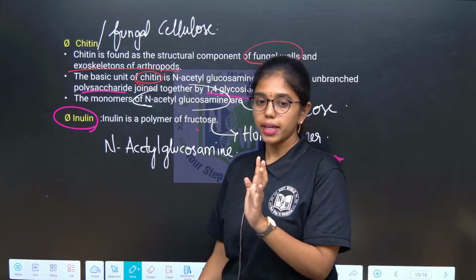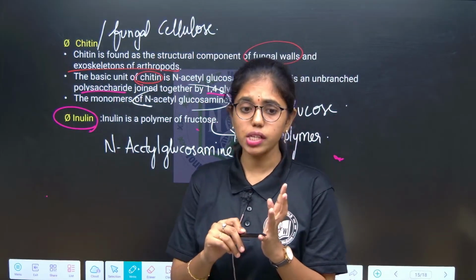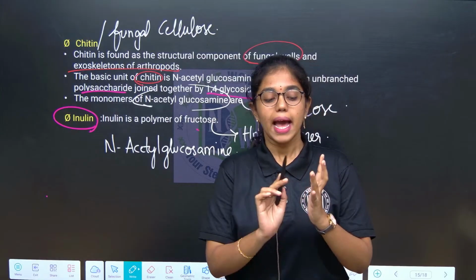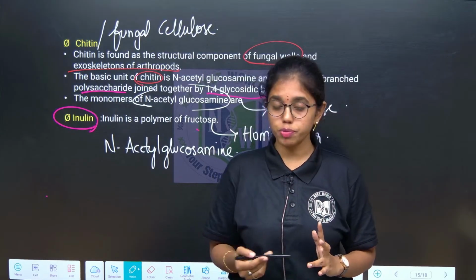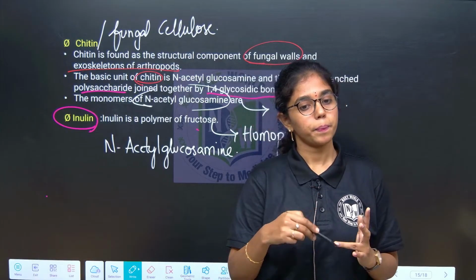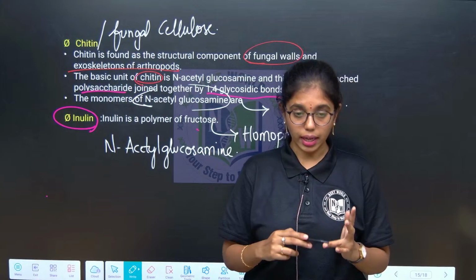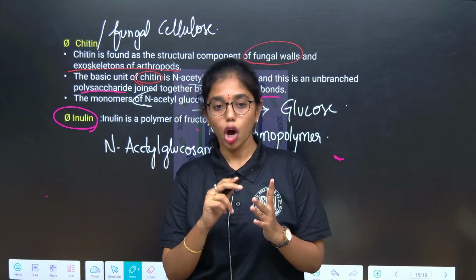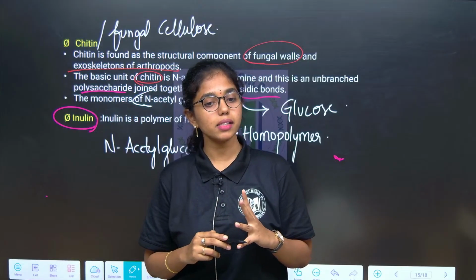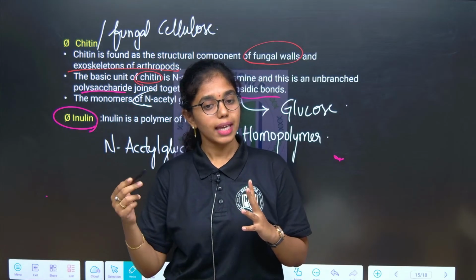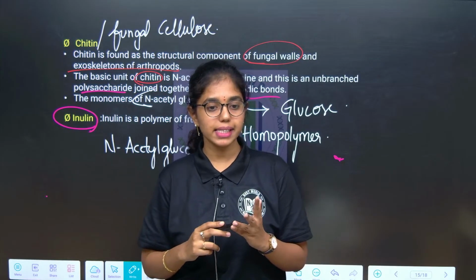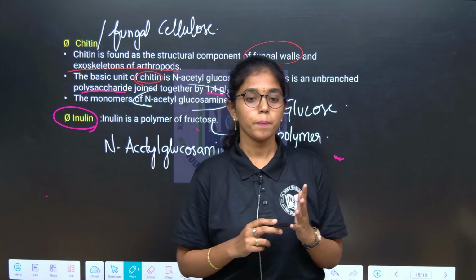So, what have we discussed today? Carbohydrates are also called saccharides because they are sugar units. And we have discussed the different types of carbohydrates. What are they? Monosaccharides, derived monosaccharides, oligosaccharides, polysaccharides. Best examples of monosaccharides: glucose, galactose, fructose.